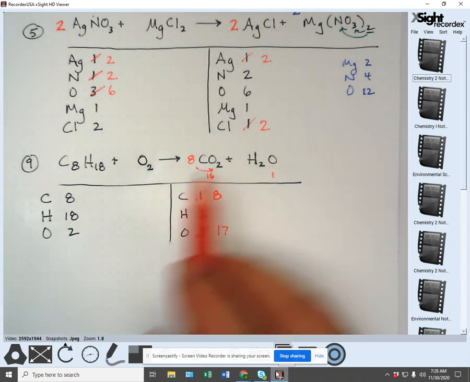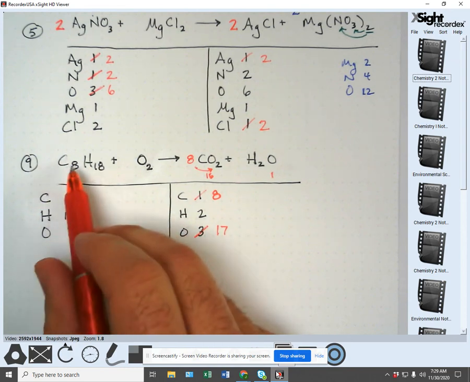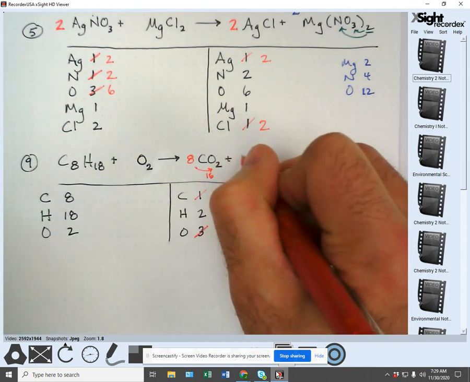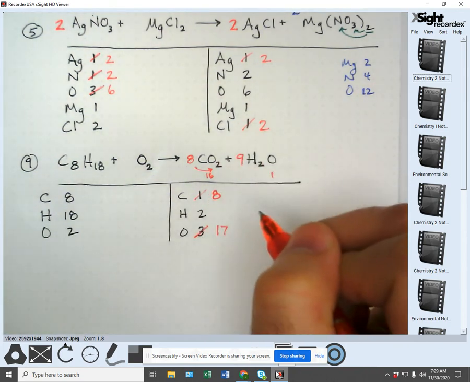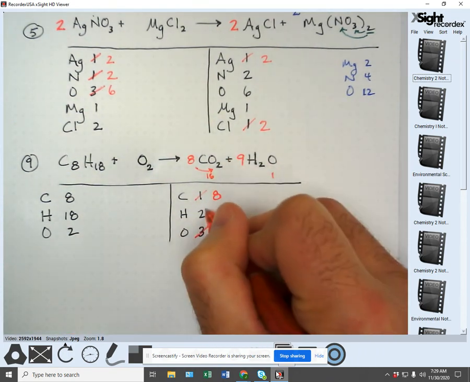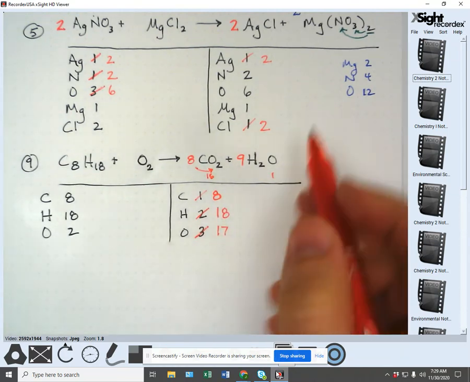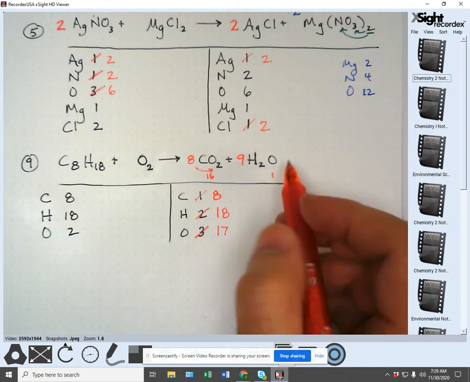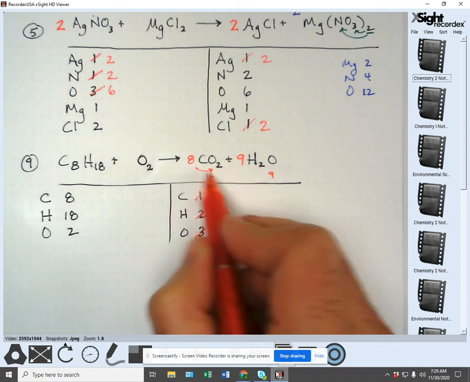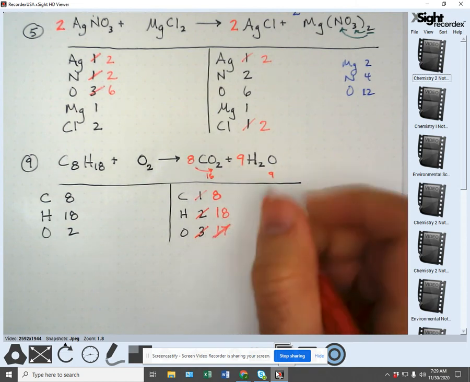All right. Let's look at our hydrogen. Our hydrogen, I've got 18 over here, and I've got 2 over here. So to get 18, I need to put a 9 in front of this. Okay, so 9 times 2 gives me 18 hydrogen. Okay, 9 times 1 now gives me 9 oxygen in this part. And I've still got 8 times 2 here, 16. So 16 plus 9 now moves my oxygens to 25.